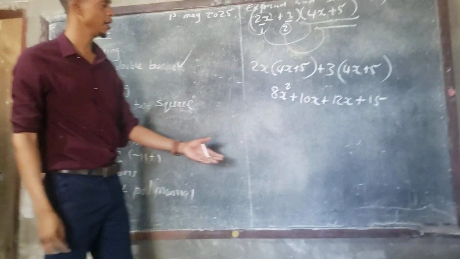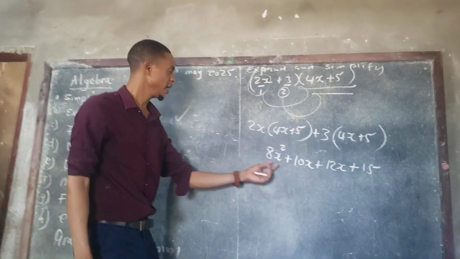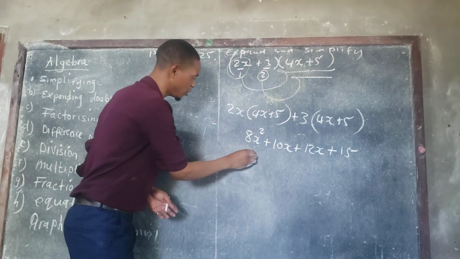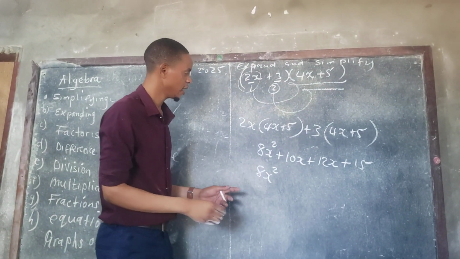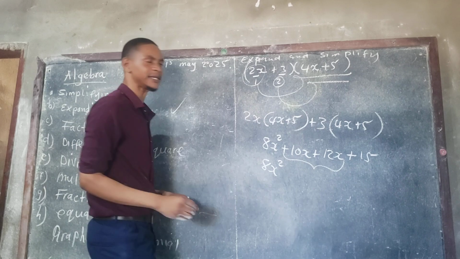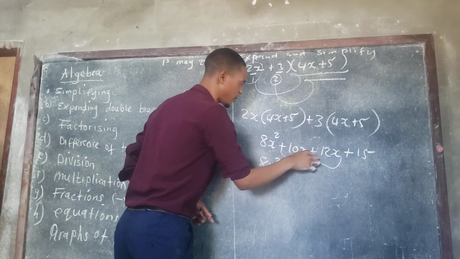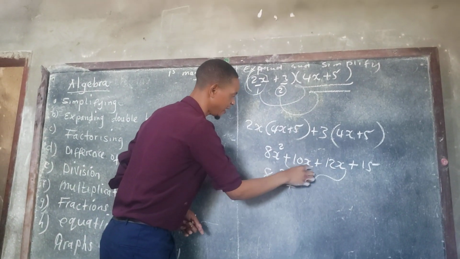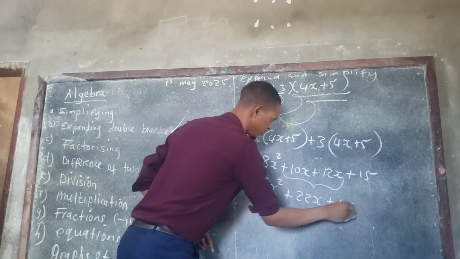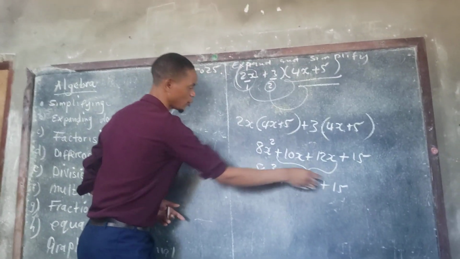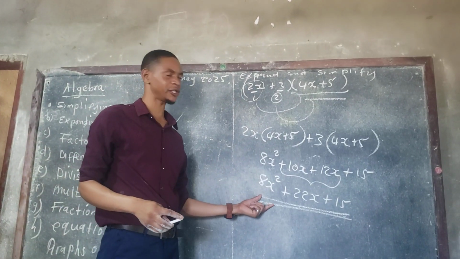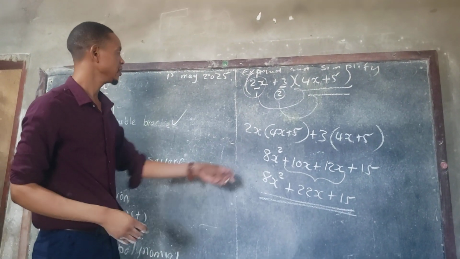Now I collect the like terms. Do I have anything that is a variable squared like x squared? Yes, so I just bring down my x squared there. Do I have anything that has got x? Yes, I have this here. So these are like terms, and I add 10x plus 12x, which gives 22x. Then my 15. Do I have any number there? No, so these are not like terms. My expression ends as a quadratic expression. That is that.